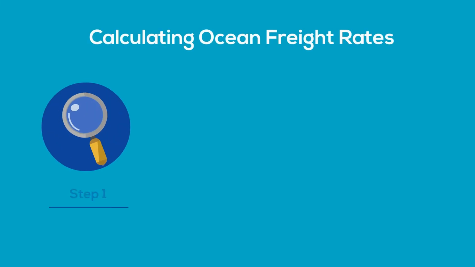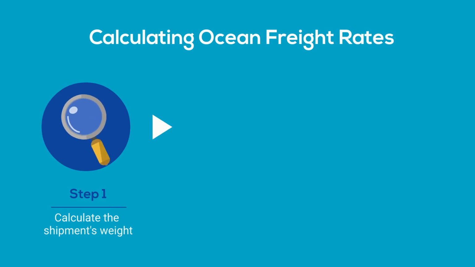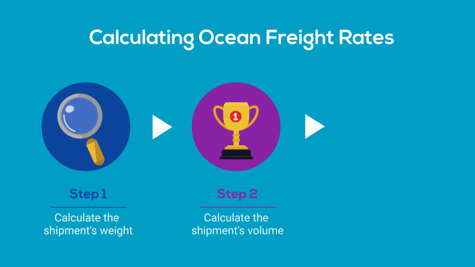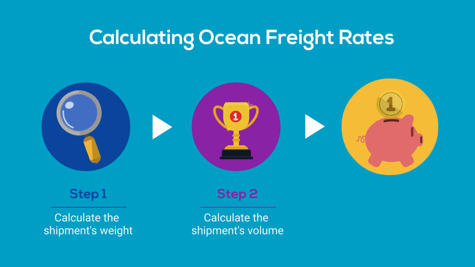Calculating your freight ton should look very familiar to you. What you're going to do is you're going to determine the shipment's weight, then you're going to calculate the shipment's volume, and then based off the two, the larger of the two will be your freight ton.